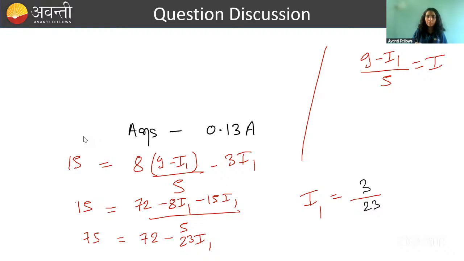75 minus 72, that is equal to 3. 3 by 23 करोगे तो क्या मिलेगा? ओके, आई एम कैलकुलेटिंग. ओके, ठीक है. सो हमें I1 निकालना था. इसको अगर आप लिखोगे तो 0.1 and then 0.13. So this was the answer basically, 0.13 ampere. Then we can apply KVL and we can get the answer.